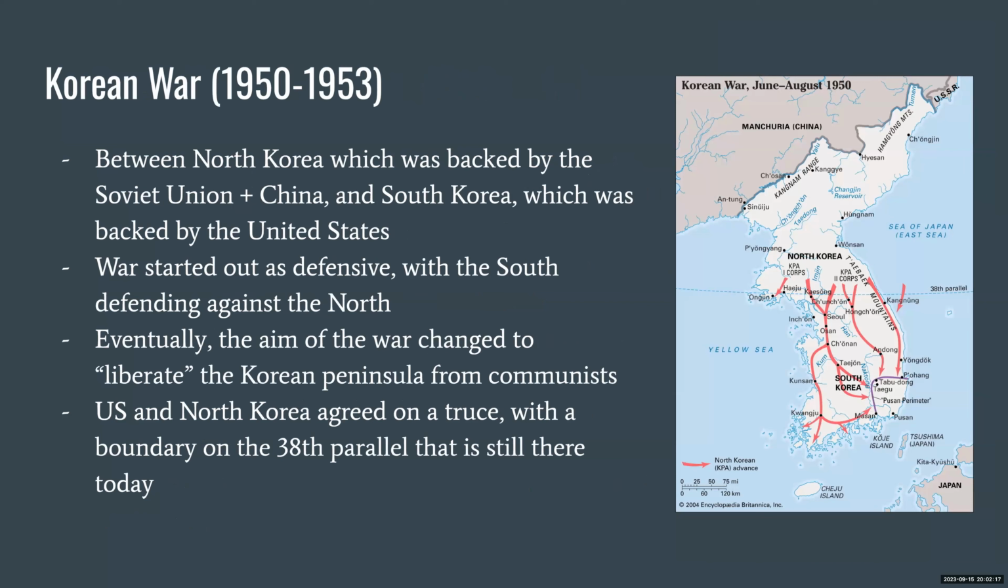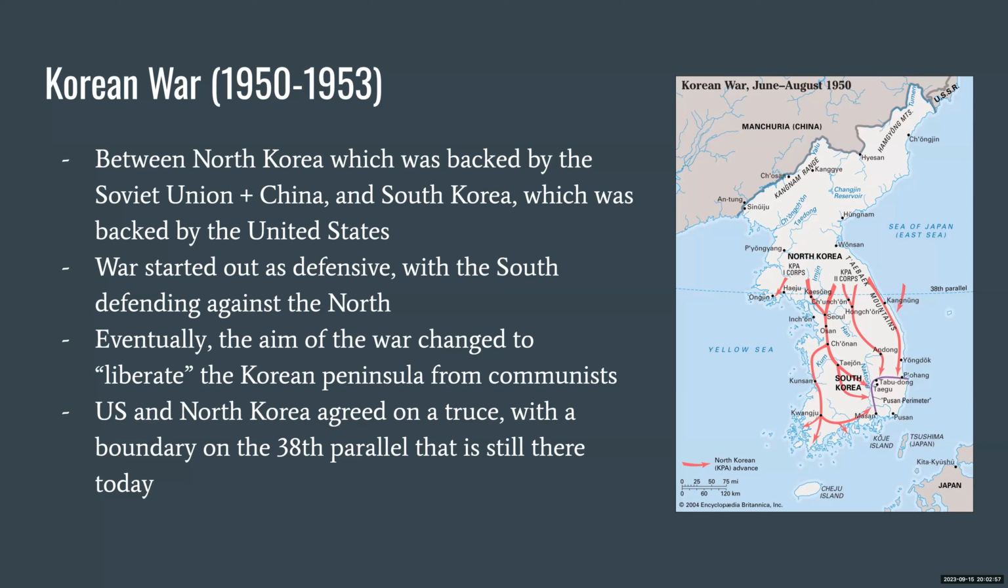Okay, another event was the Korean War. It was between North Korea and South Korea, with North Korea being backed by Soviet Union and later China, and South Korea by United States, although kind of reluctantly. The war started out as defensive on South Korea's side, but eventually the aim of the war was changed to liberate the entire Korean Peninsula from communists. It didn't really work, and they eventually came to a stalemate.